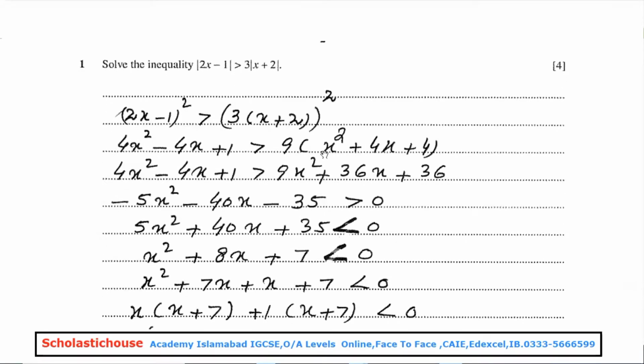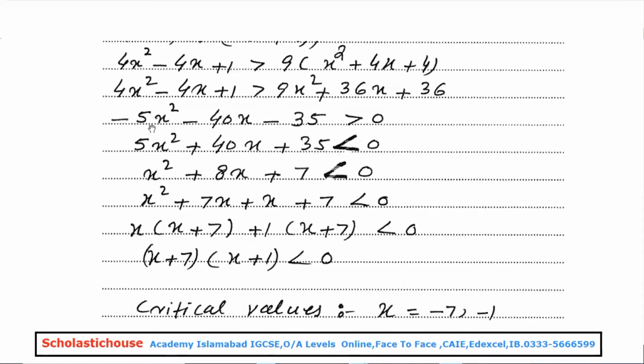Next question. Solve the inequality modulus of 2x minus 1 greater than modulus of 3x plus 2. In this question, the modulus sign is given on both sides of the inequality. Once again, I'm using the method of taking the square of both sides. By using algebraic identities, we have a quadratic, minus 5x squared minus 40x minus 35 after simplification, that is greater than 0.